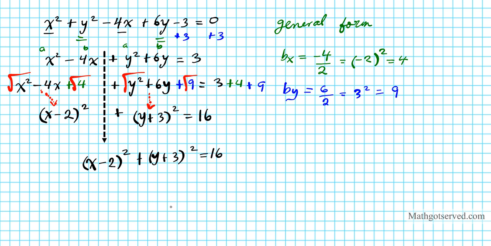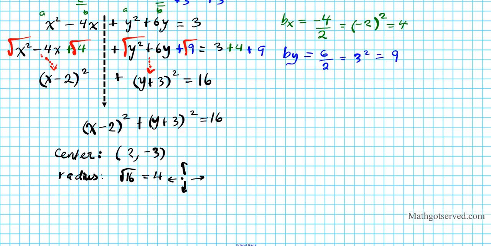Okay, now that we have the equation of our circle, we're going to find the center. The center is (h, k). We'll do the opposite of the negative 2, which is 2, and the opposite of the positive 3, which is negative 3. And then the radius is simply the square root of 16, which is 4. And that basically means you're going to go 4 in all directions. 4 units up, 4 units down, 4 units to the right, 4 units to the left, all starting from the center. Okay. So let's go ahead and graph that.